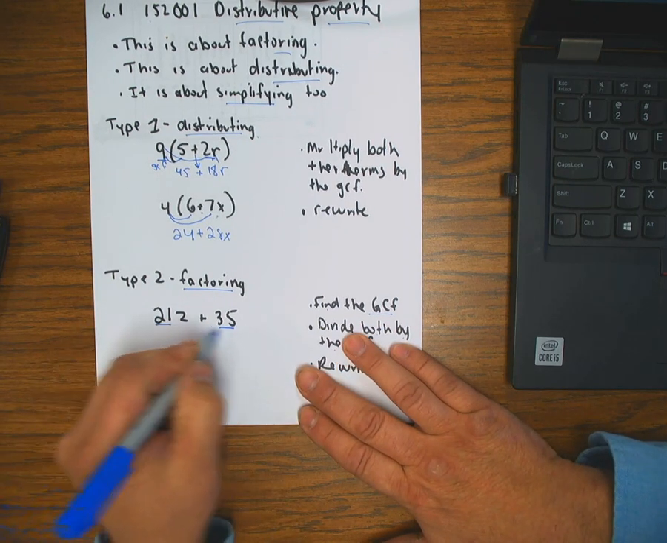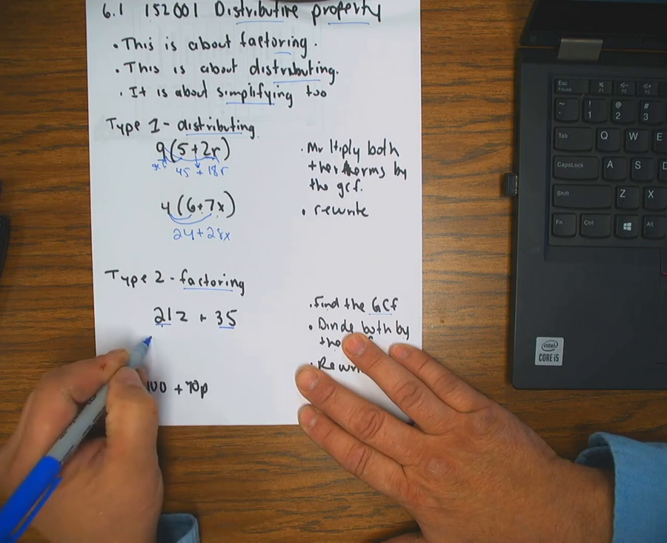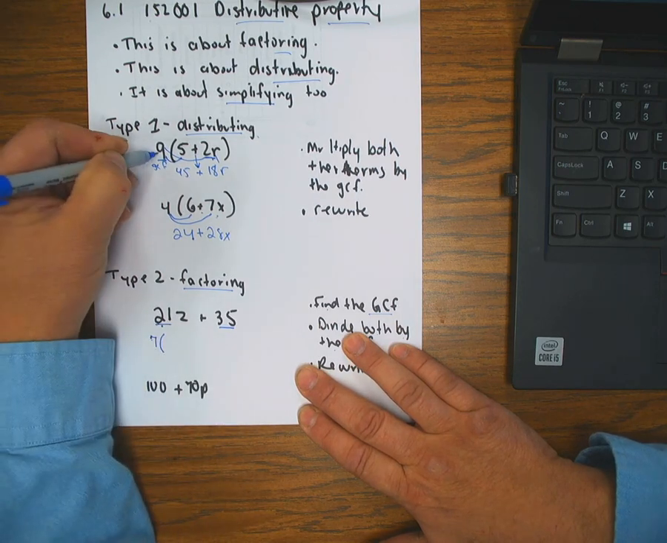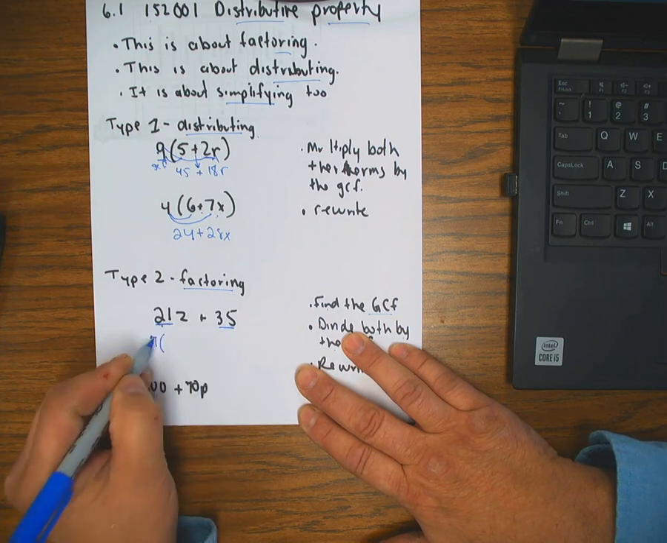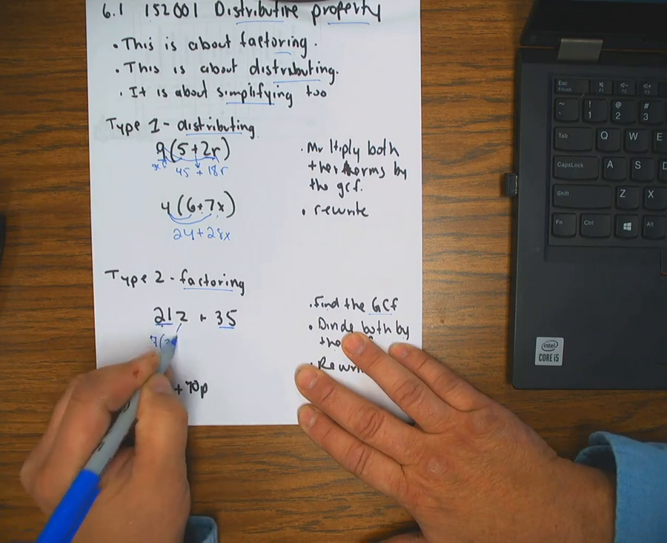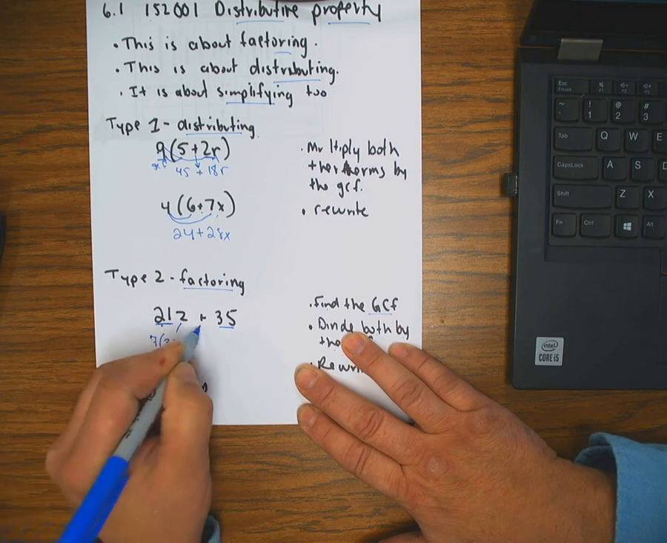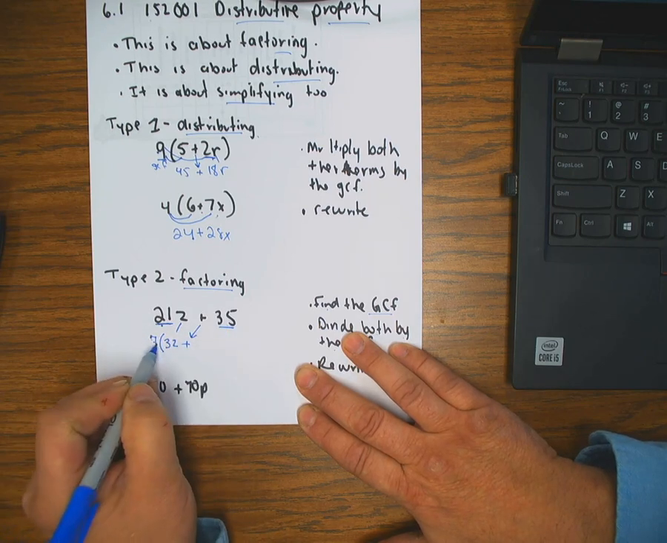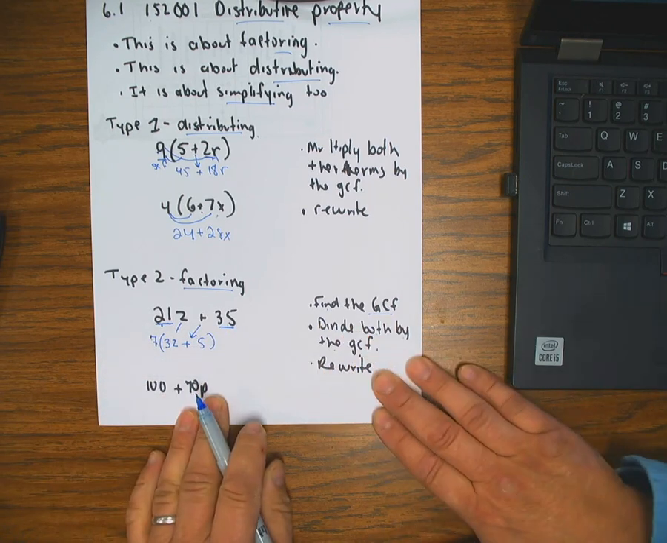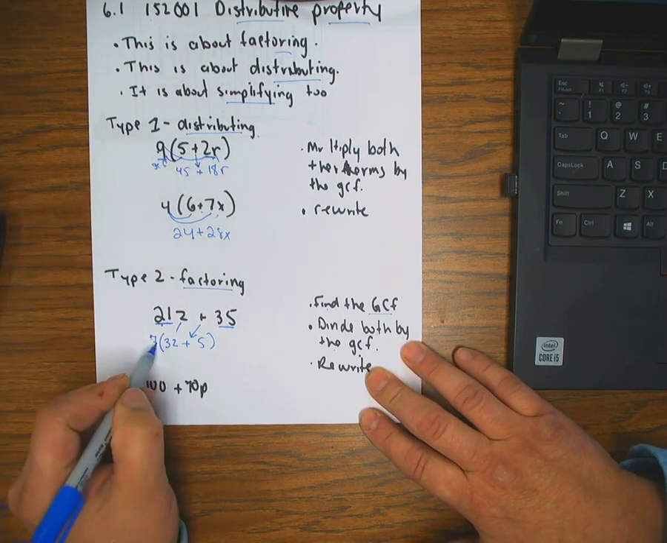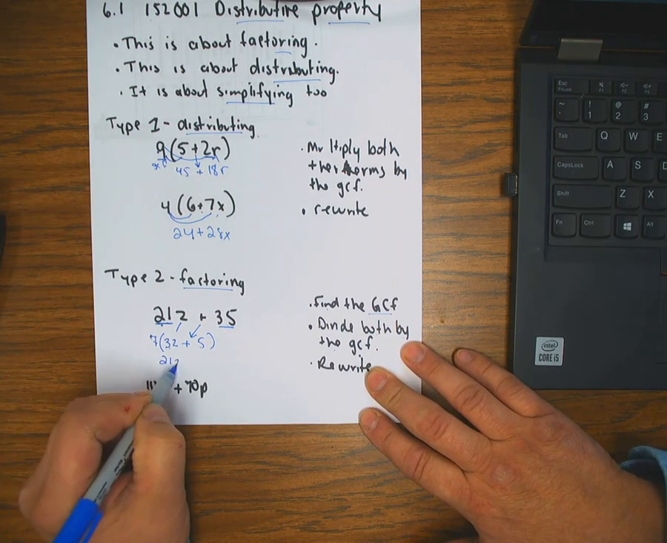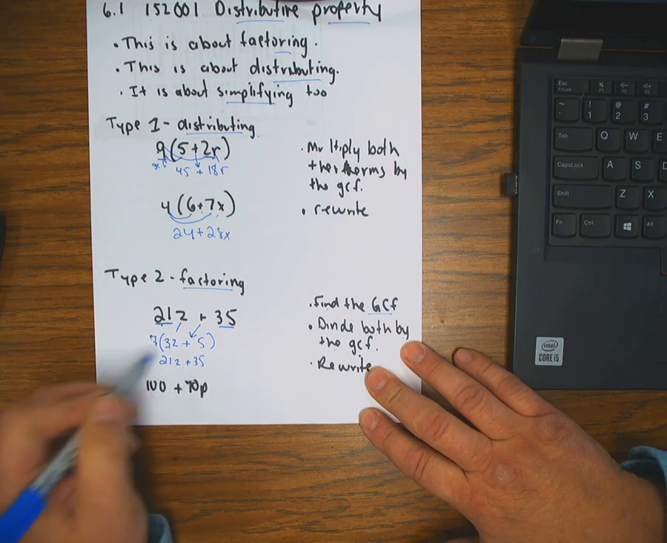In this case, 7 is the GCF of 35 and 21. So 7 is like the number outside here. Then I divide each number by 7. 21 divided by 7 is 3, and I keep the variable. Plus, keep the sign. 35 divided by 7 is 5. I have rewritten it the same way as I did up here in this one. If I were to multiply this back through, I would get 21z plus 35.